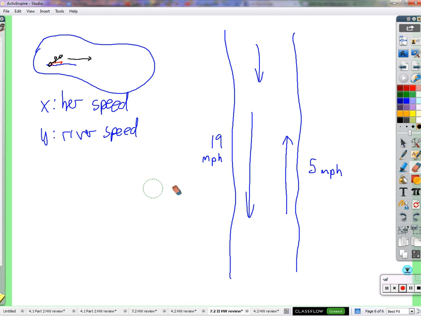Subtract her speed, right? And we get the river speed. Or put another way, could I say that her speed plus the river speed is 19? I'm writing it this way because it's going to be convenient in a second. Now, what could I do with her speed and the river speed to get 5 miles per hour? What we're actually doing is writing an entirely different equation. Subtract the smaller from the bigger, I imagine. So the river speed minus her speed must be 5?